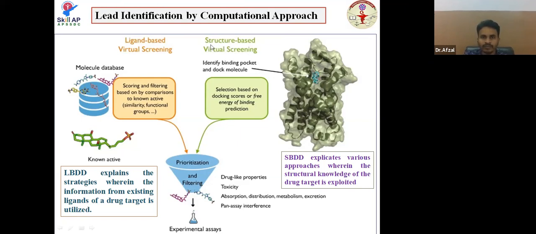Again, virtual means what? It's not real. It means we are not having any screening in the laboratory, and all this is dry screening. That is, we are doing everything in the computer, right? So here we have the knowledge of the structure of the protein or the receptor, and we will identify the binding pocket and dock the molecule at the active site where the catalytic process takes place.